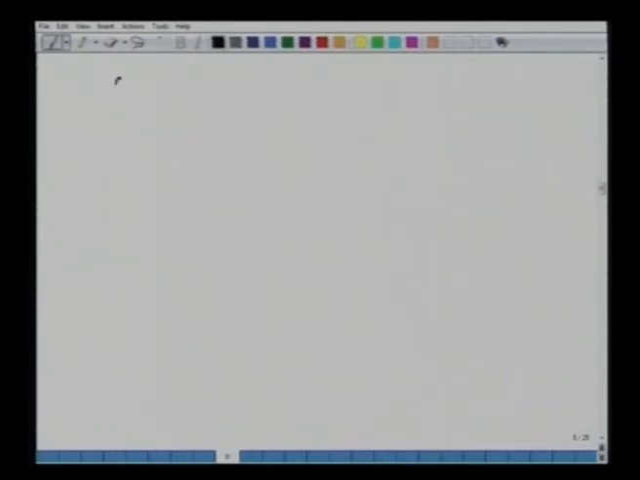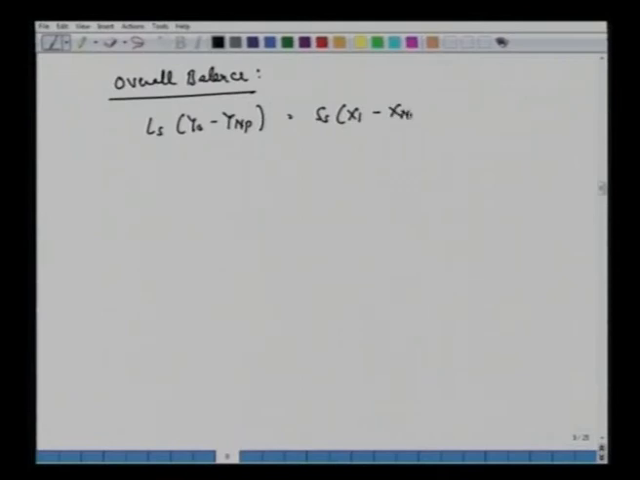First, of course, one has to make an overall balance, overall material balance or overall species balance. So there you have LS (y0 minus ynp) equals SS (x1 minus xnp plus 1). So this is the overall material balance, and from this one can obtain SS by LS in terms of the boundary mole fractions x1 and xnp plus 1.